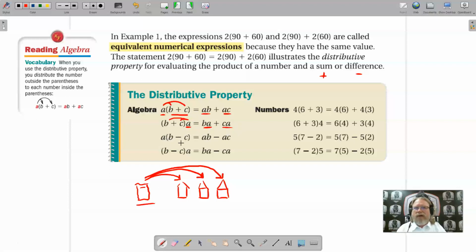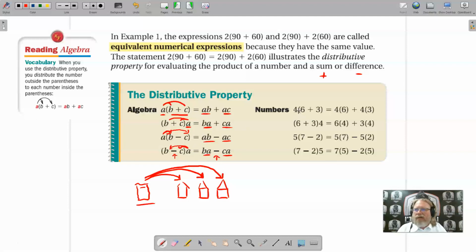Works the same if we're multiplying times a difference. So the A gets multiplied times the B, and then the A gets multiplied times the C as well. And since it is subtraction, we have a subtraction sign. And again, the A gets distributed to the B, B times A, and the A gets distributed to the C, C times A. And since it's subtraction, we're going to put a subtraction sign in there. So if you think about it in the concept of newspapers and houses, you see why they call it the distributive property.